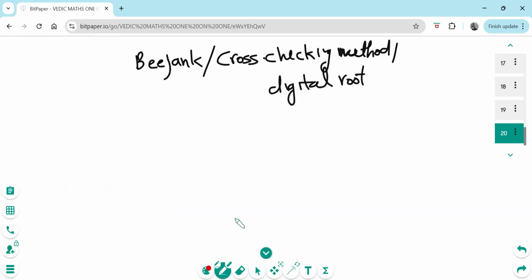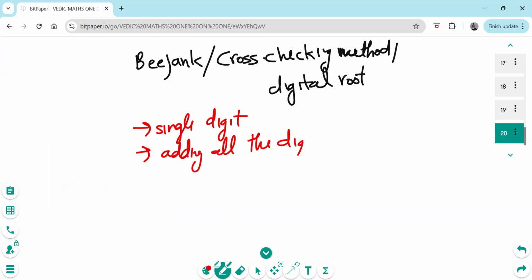So Beejank is nothing but a single digit. How is it found? By adding all the digits in the number. I'm going to explain with an example. Don't worry. In Beejank, it is never affected by 9. So you can cancel 9. What is that? I will explain it. Don't worry. 9 doesn't affect it.